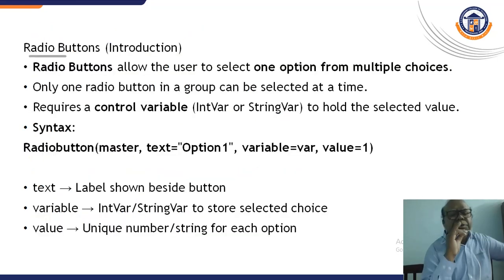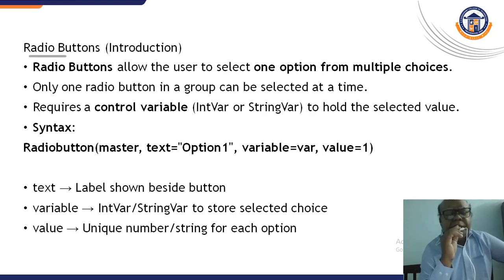First, radio buttons. Radio button allows the user to select one option from multiple choices. Only one radio button in a group can be selected at a time. Requires a control variable, IntVar or StringVar, to hold the selected value.